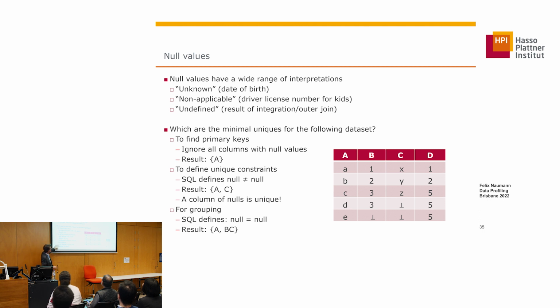But SQL grouping groups all null values into one big group. So there the semantics is that null is the same as null. If you say group by C, you'd get one group containing the tuples of these two null values. And in that case, of course, A is unique, and BC together is also unique. So it's kind of counterintuitive. You can always find examples that don't look right, but they make sense under certain semantics.